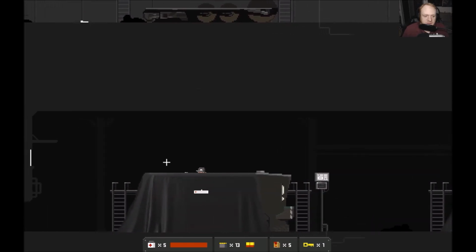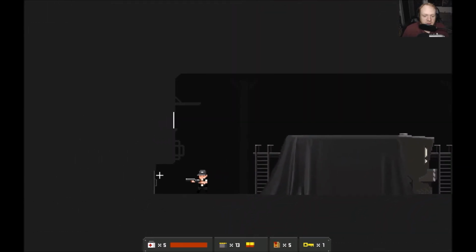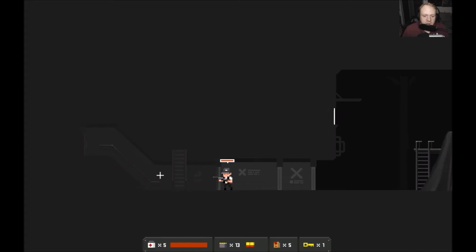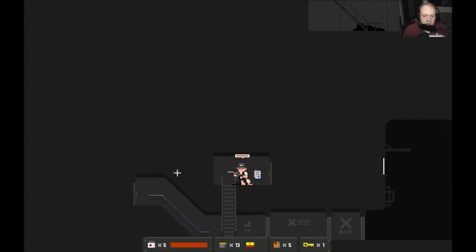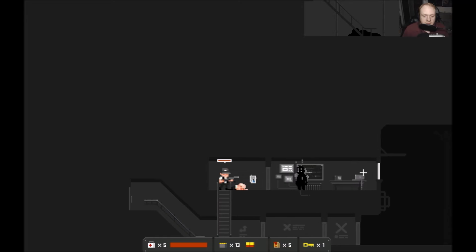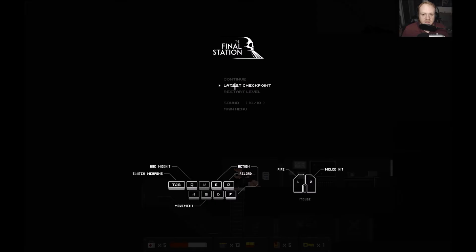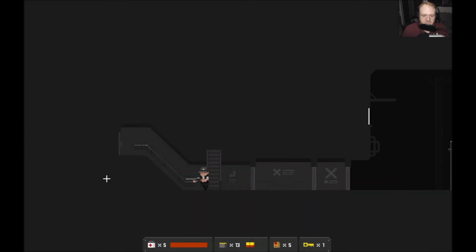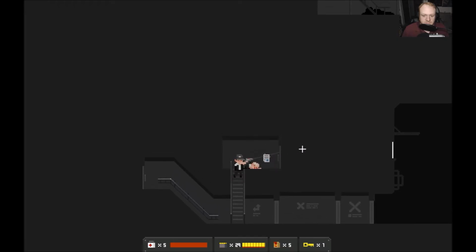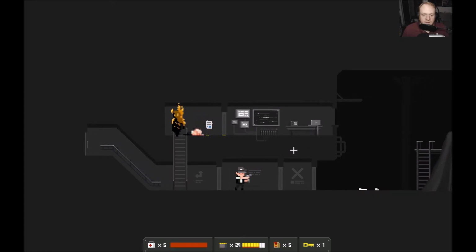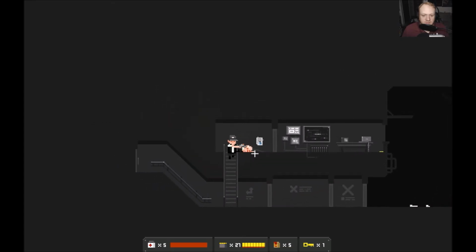So what's going on with these trains? Are they like being fueled by zombies or something? Ah, man. All right, last checkpoint. We got rid of him.